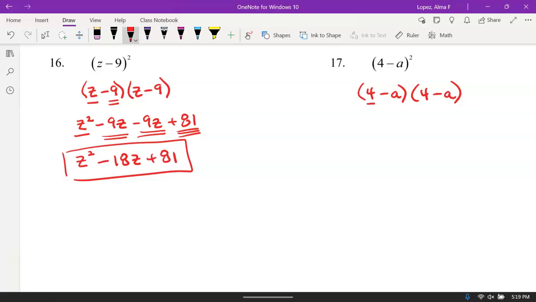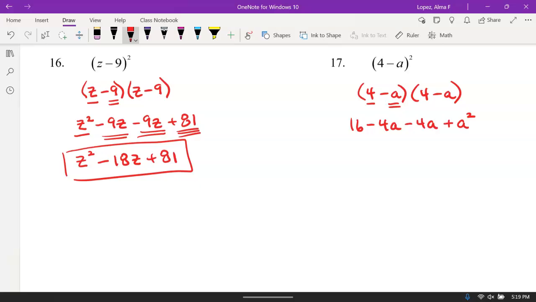Start with the 4. 4 times 4 is 16. 4 times negative a is minus 4a. Then distribute the negative a. Negative a times 4 is minus 4a. And negative a times negative a is a positive a squared.